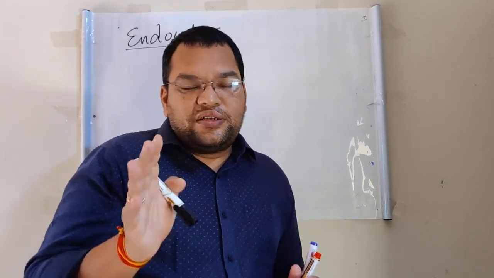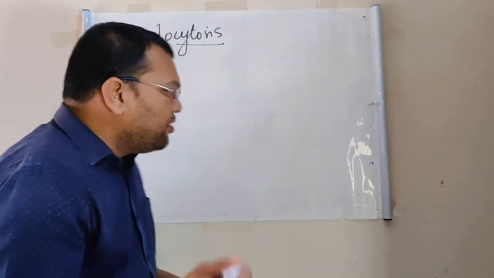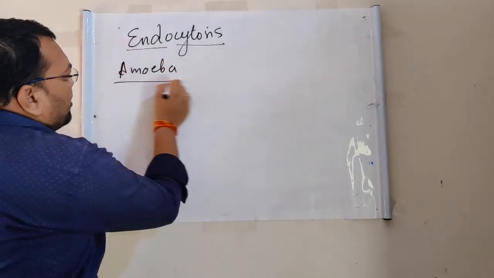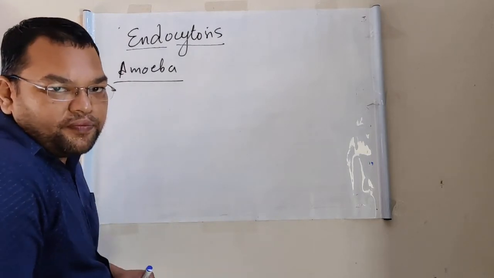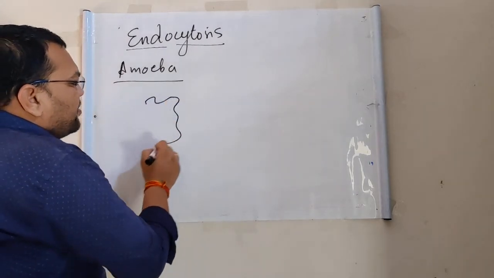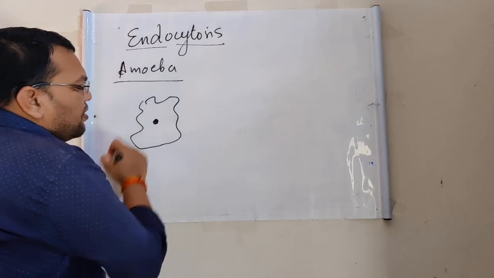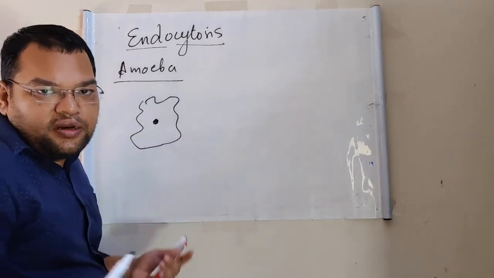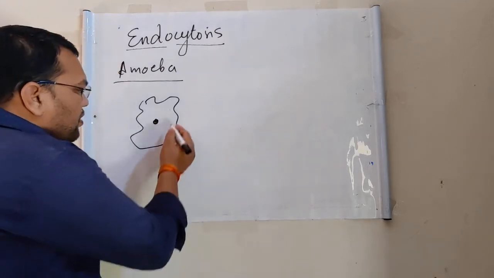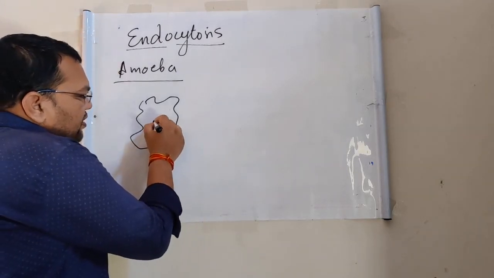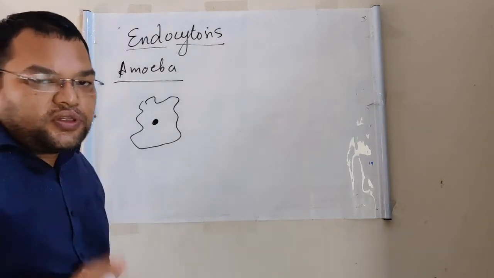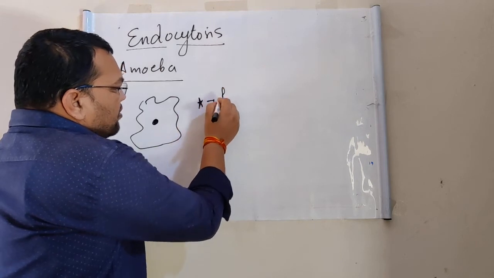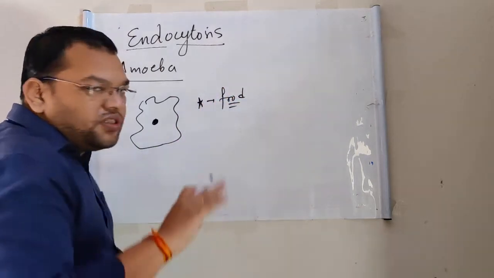Now this is best seen in amoeba. Amoeba is a unicellular organism, as you know, and making the diagram of amoeba is very, very simple. Now this is the amoeba. Inside there is a nucleus. This is the whole amoeba. Amoeba doesn't have any shape. Now suppose the amoeba senses the food particle, senses the food outside.